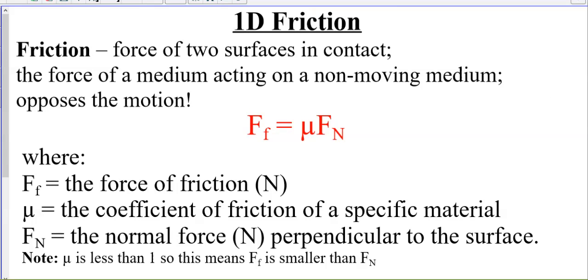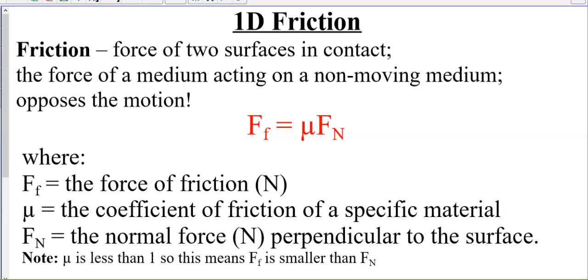Welcome back. So this video will be about one-dimension friction. I'll try to make it as brief as I can. I'll do a couple example problems, and then you guys can get to your work. So you've been working with friction before. You know it's an opposing force to motion.